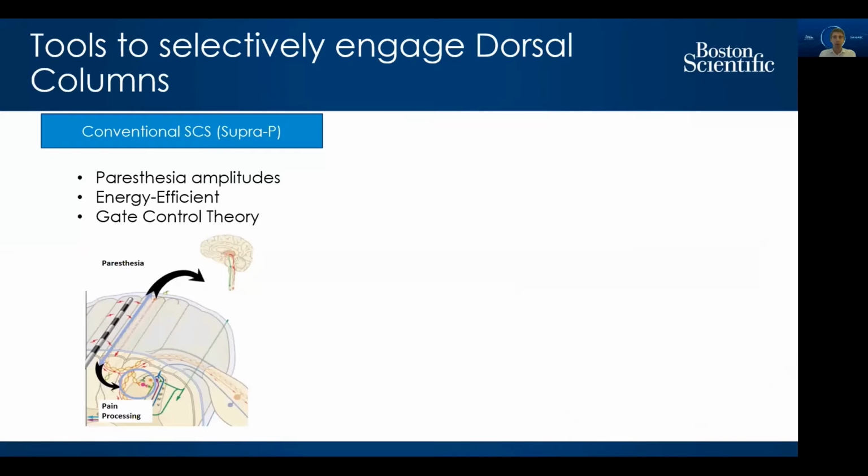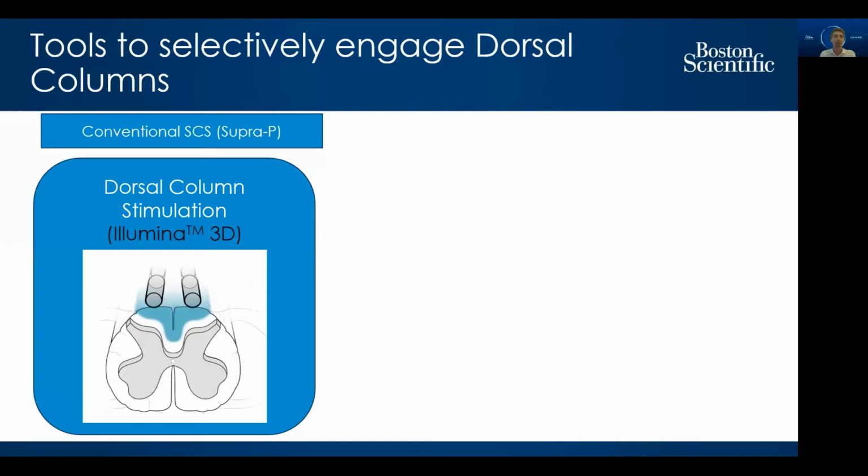So talking about targeting then, when it comes to conventional SCS, the goal is to generate paresthesia over the pain area using low frequency above perception threshold. So our neural target here is well known. We want to engage the dorsal column. And more precisely, we want to catch the sensory fibers corresponding to the pain area.